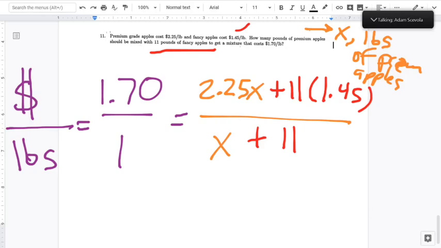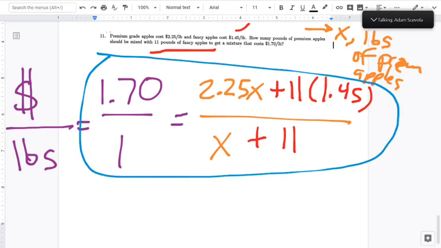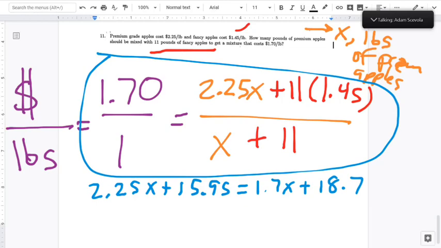Now we're just going to solve this proportion by cross multiplying, or if you have a calculator, simply use the solve function or graph both sides. So I cross multiplied: 1 times 2.25x plus 11 times 1.45 is on the left, and then cross multiply the other way and distribute. So you get 1.7x plus 18.7, which I got by doing 1.7 times 11.